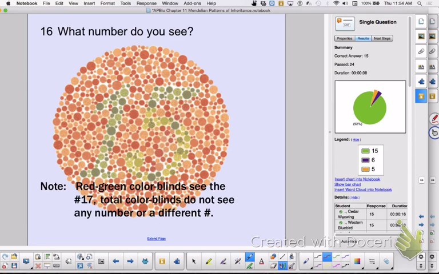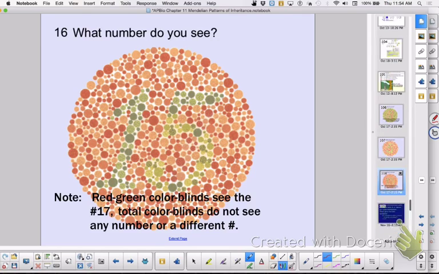Yeah, red-greens usually see 17, or total colorblinds don't see any number or a different number. Okay. See any numbers? Now, the first one was best.